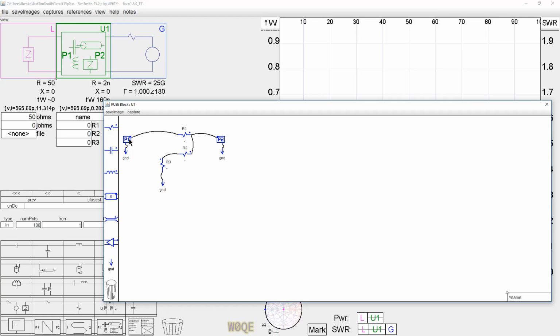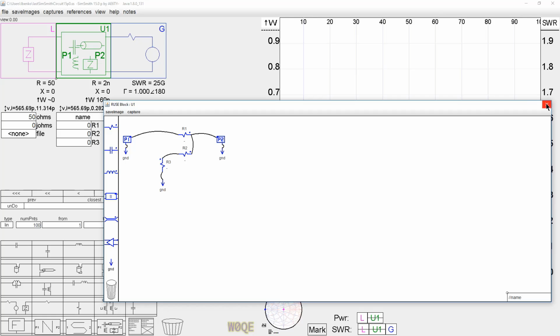Now this has been around since the advent of the N block, and then later the ruse block. The ruse block, as I've said before, is nothing more than a glorified N block. The ruse block is done primarily for your visual enjoyment. It provides you nothing that an N block doesn't provide. Matter of fact, it gets converted to an N block inside of SimSmith, but it does give you the ability to look at it from a circuit point of view, which is really nice. So this is a 3-port device.